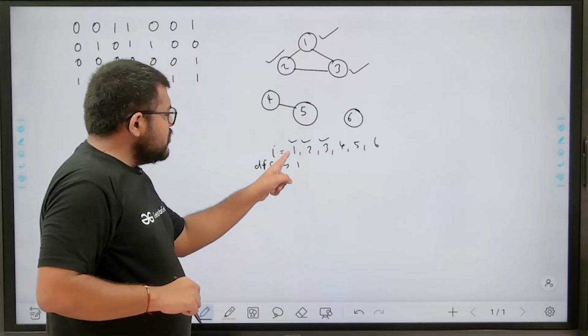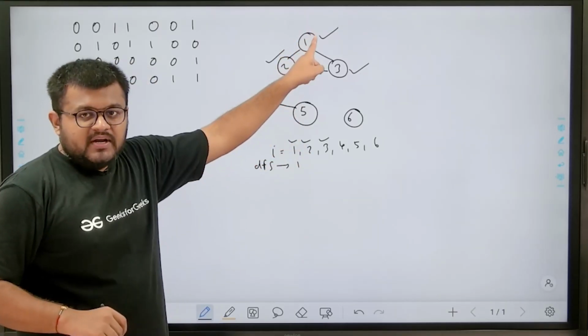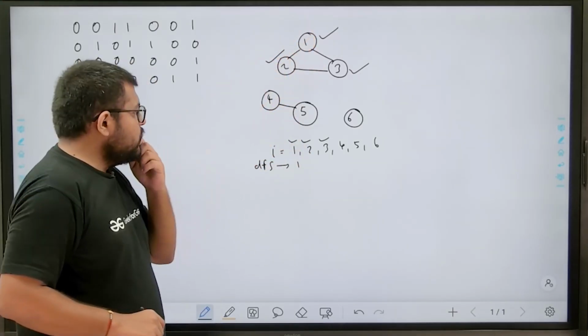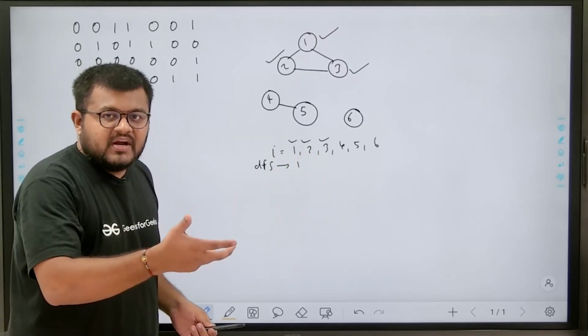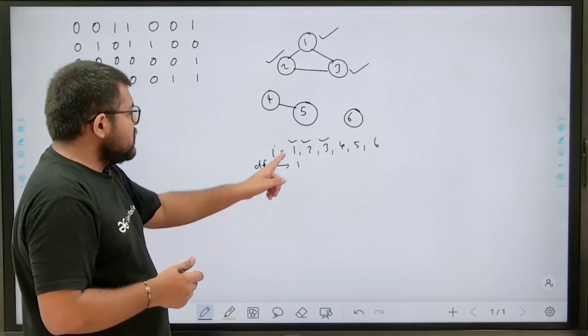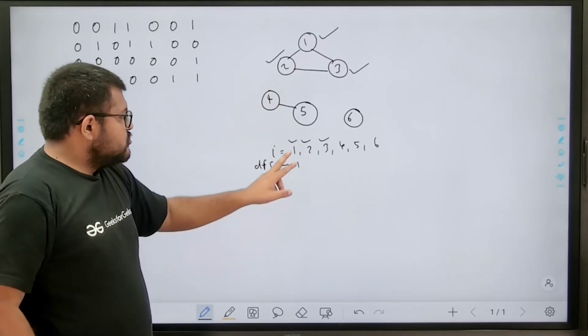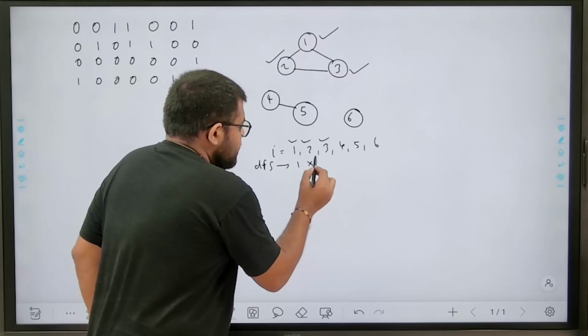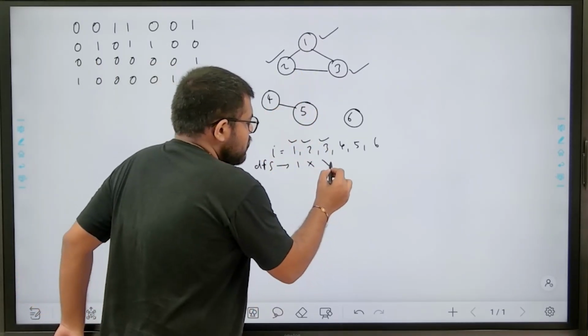Now my I will go from 1 to 2, but 2 is already visited because it was connected to 1, right? It was adjacent to 1. So I'll not call a DFS on it. It is not a new connected component. It is already visited, so the connected component having 2 is already counted. So I'll not call a DFS on it. Then my I will go to 3, but 3 is also visited, so I'll not call a DFS on it.